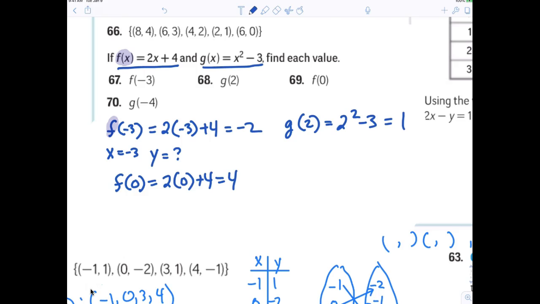All right, last one. What is g of negative 4, someone? 4 squared minus 3, which is 16. No, it's not 16. It's 13. Right, because again, we plug negative 4 in for x into the g function. Negative 4 squared is 16. 16 minus 3 is 13.